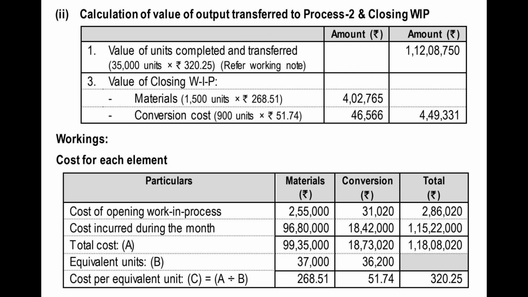Now the total value of closing work in progress is nothing but 4,02,765 plus 46,566. Totally 4,49,331. The value of closing work in progress is 4,49,331.